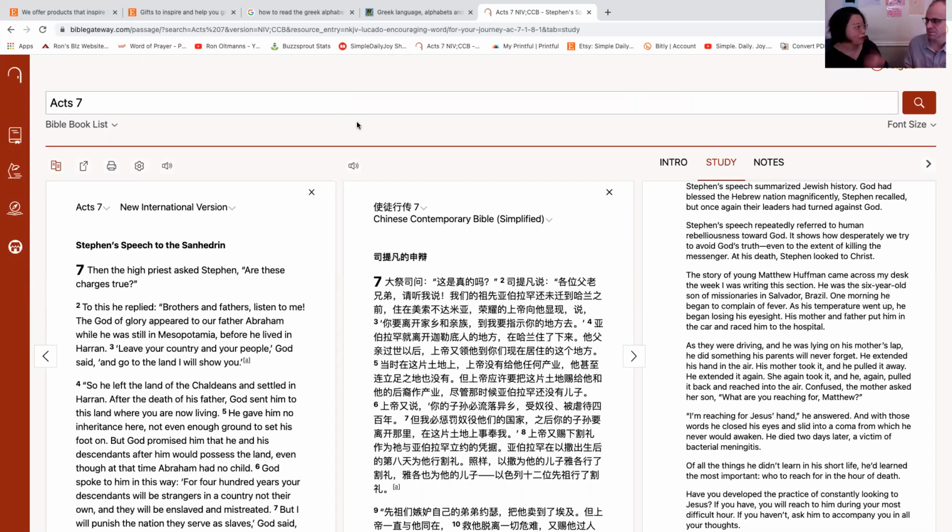So I was really proud of myself when I found that feature. I was like, oh, it's all Greek. But very quickly, I found, man, I need a scholar to help me understand it, because I couldn't understand a lick of it. So I'm going to use Bible Gateway as an example.